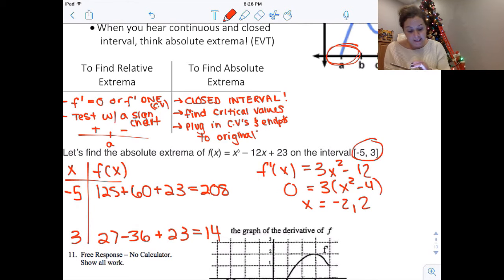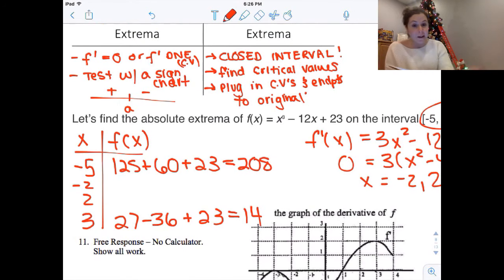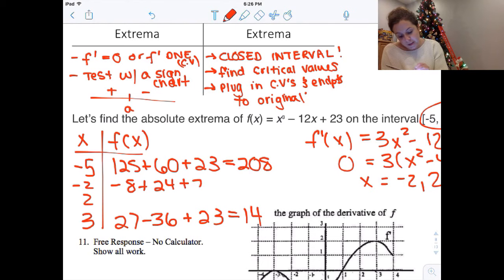And remember that I'm plugging back into f, because I want to know if it's the biggest or the smallest on f. So if I plug in negative 2, I've got negative 8 plus 24 plus 23. So that's 47 minus 8, which is 39. And if I plug in positive 2, I've got 8 minus 24 plus 23. And so that's going to be 7. So now find the absolute extrema.